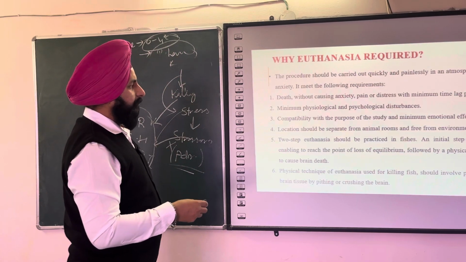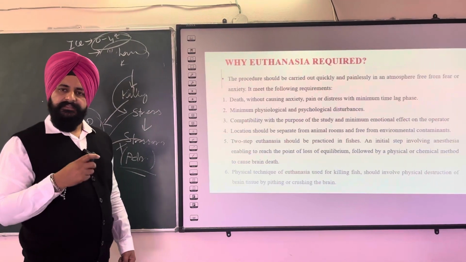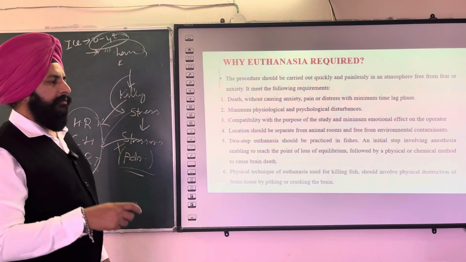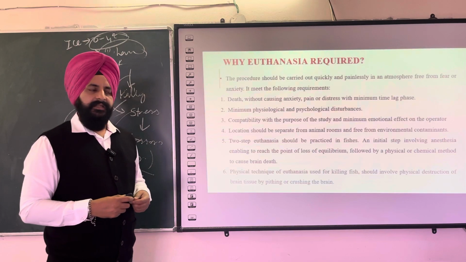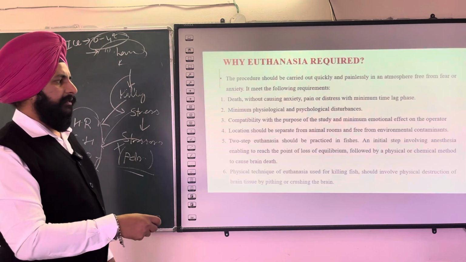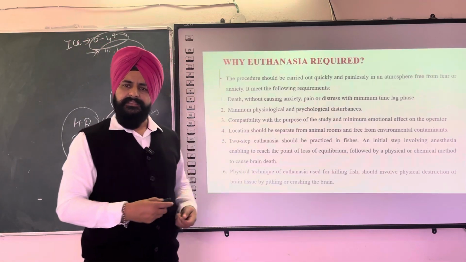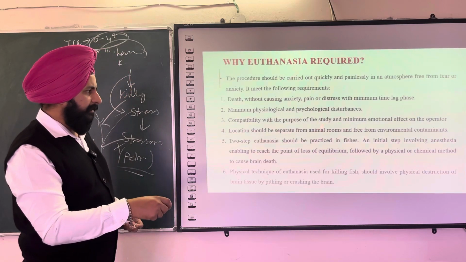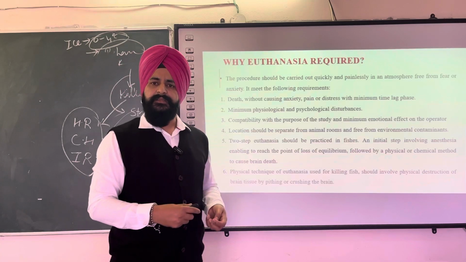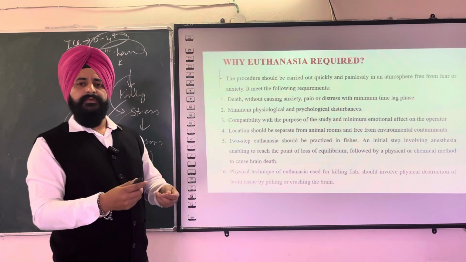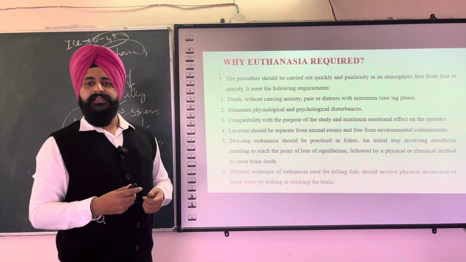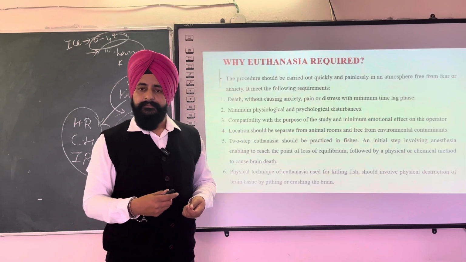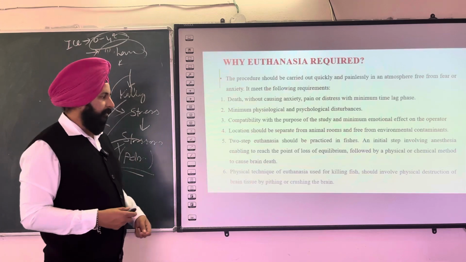The second thing, minimum physiological and psychological disturbance. This is the benefit: capability with the purpose of study, minimal emotional changes in the animal. Location should be separate, because this is very important. In the next lecture I will discuss the rodents, and the location and the particular apparatus you are using for killing the animal is very important, because once you kill one animal, the second will easily get a cue about that, and the second will be alerted, will be hyper. Now this is the condition in the case of animals.